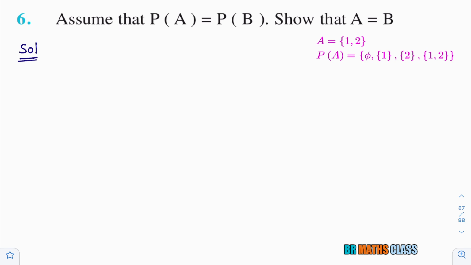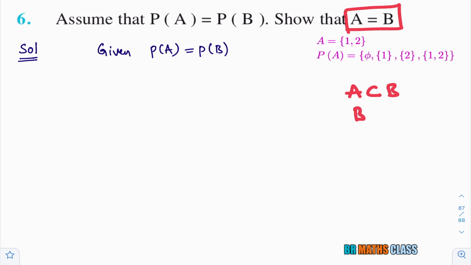So the point is, first I'll write the given data. The given data is power set of A equals power set of B. What do I want to prove? When we say two sets are equal, it is when A is a subset of B and B is also a subset of A. When these two hold good, then we say that the sets A and B are equal. First I'll try to prove that A is a subset of B.